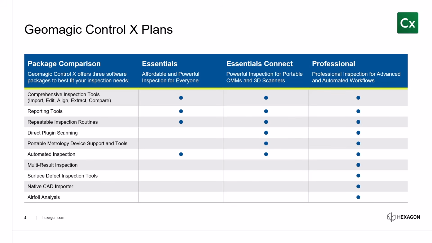But the big difference here is you can plug your scanner directly into Control X, if it's one of our supported scanners, and actually scan directly into the software. Finally, Professional has all the bells and whistles. It has everything that I've already covered in Essentials and Essentials Connect, but also now you can do multiple result inspections. You can do automated inspections, as well as some of the more advanced inspection comparison tools like the airfoil analysis, surface defect analysis, etc.